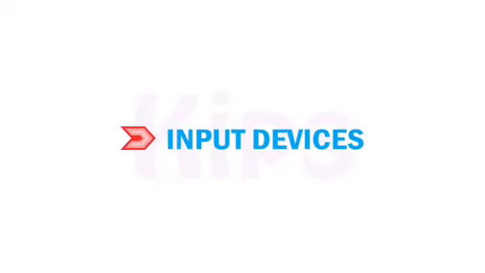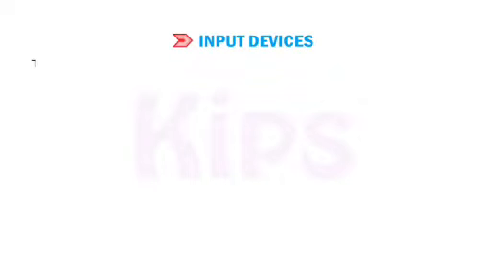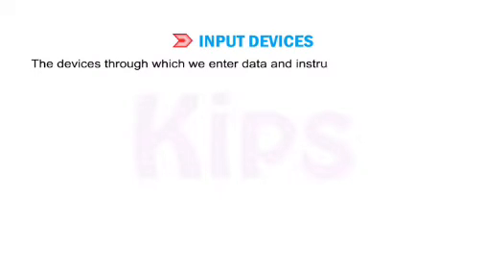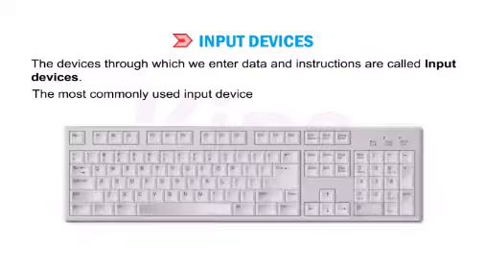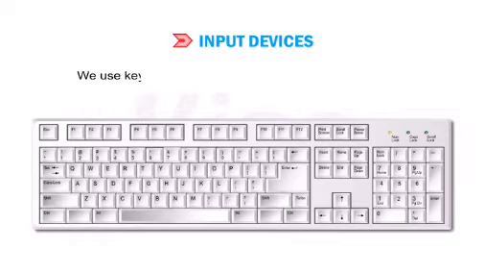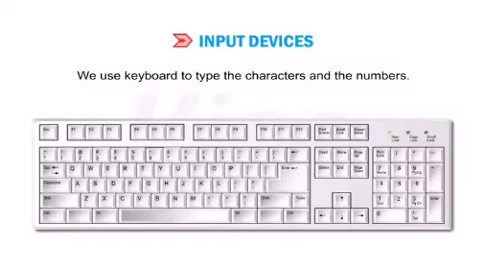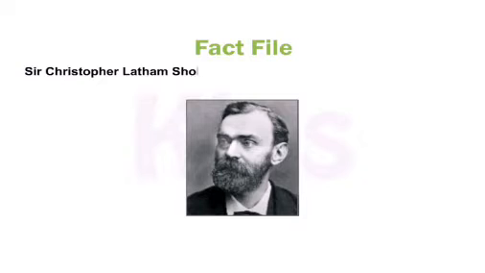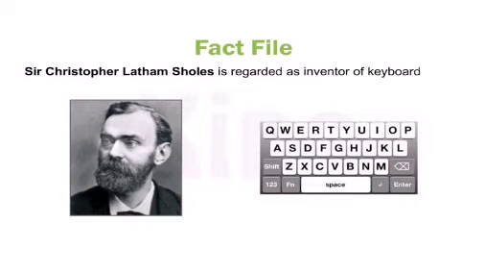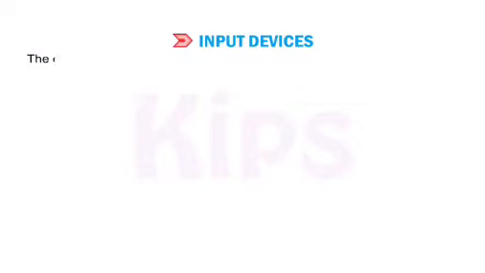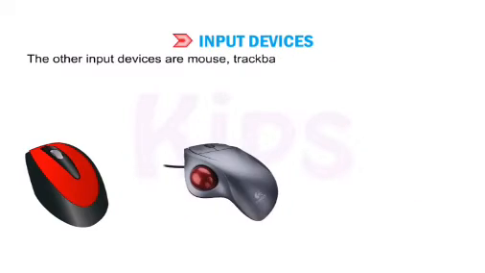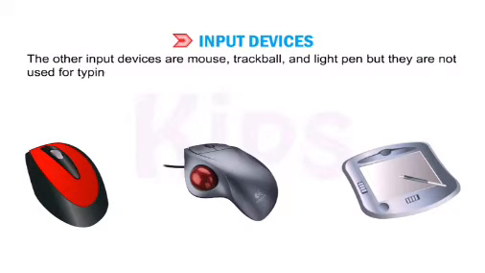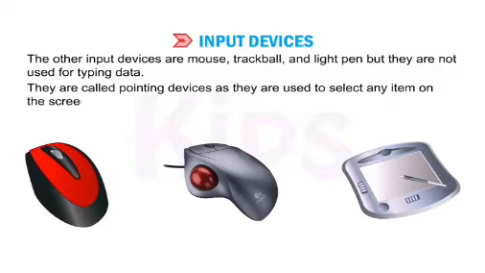Let us now talk about the input devices. The devices through which we enter data and instructions are called input devices. The most commonly used input device is the keyboard. We use the keyboard to type the characters and the numbers. Students, another fact file. Sir Christopher Latham Sholes is regarded as the inventor of the keyboard layout. The other input devices are mouse, trackball, and light pen, but they are not used for typing data. They are called pointing devices, as they are used to select any item on the screen by pointing and clicking it.